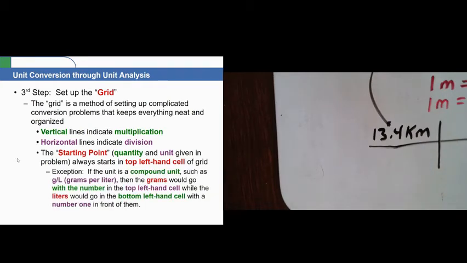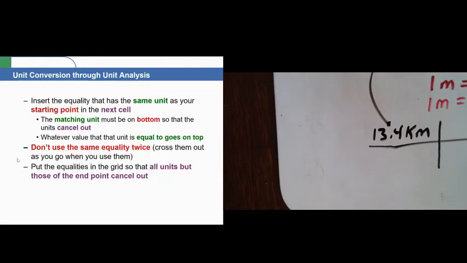Oh, by the way, an exception is if the unit is a compound unit, such as grams per liter, then the grams would go with the number in the top left-hand cell, while the liters would go in the bottom left-hand cell with a number 1 in front of it. We're not going to be doing that quite yet, so don't worry about it.